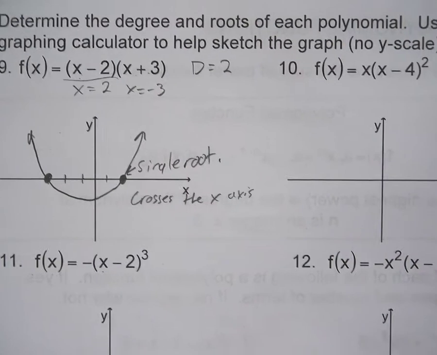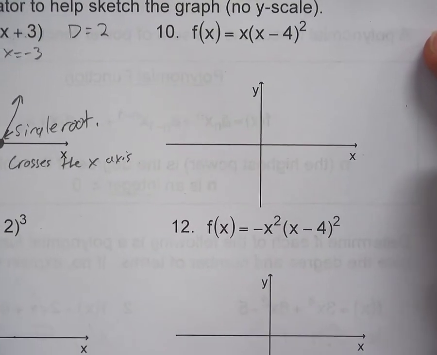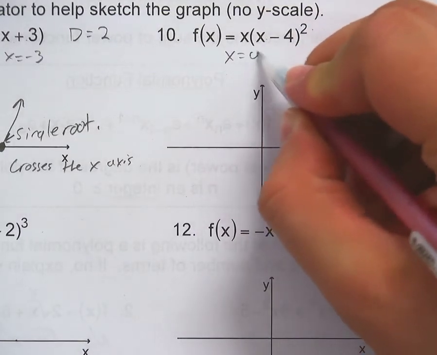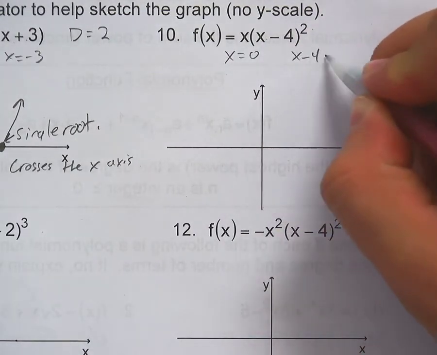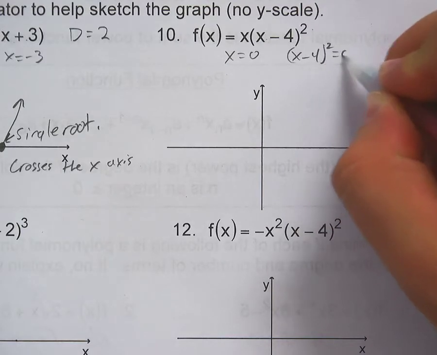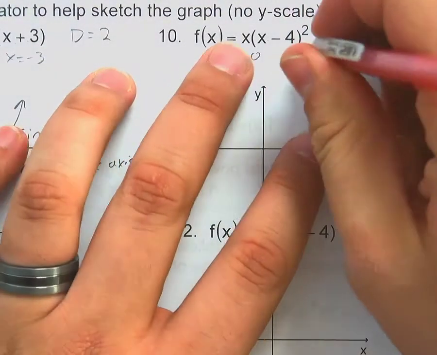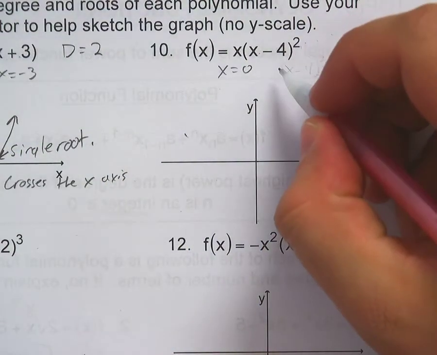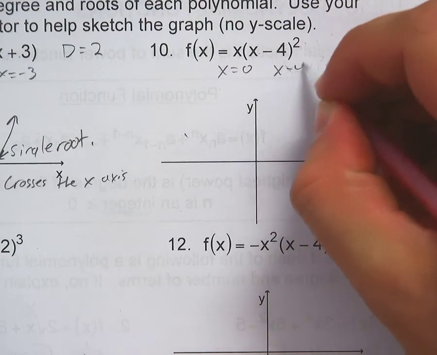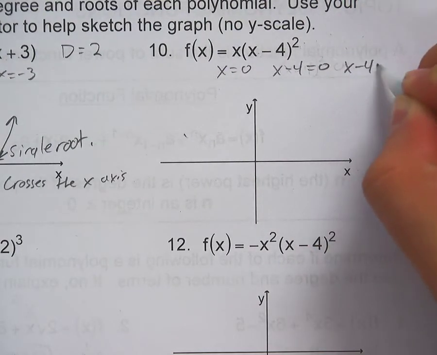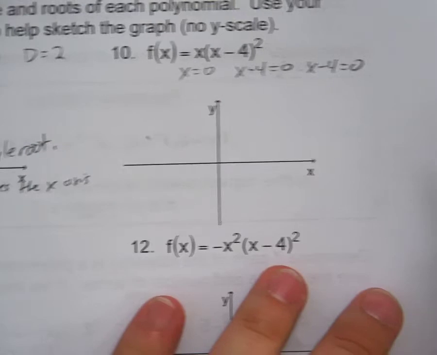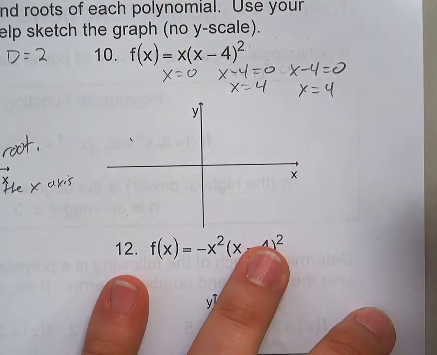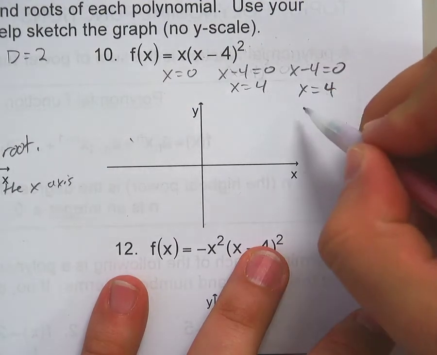Right? The next one over here, x times x minus 4 squared. So if you set each one of these to 0, you get x is 0. And then x minus 4 squared equals 0. That means there's 2 of these here, right? There's an x minus 4 and an x minus 4. If it's squared, that means there's 2 of them there. So you get x is 4 and x is 4. See how that happens twice right there?